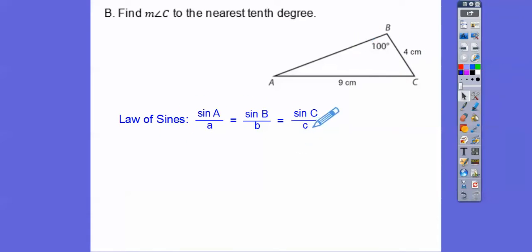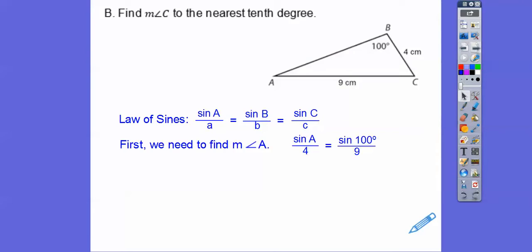Now since I don't know angle C or its opposite side, I need to find angle A first because I know its opposite side. So I'm going to use that ratio. Once I find angle A, then the triangle is 180, and I'll do the rest from there. So let's do that first. The sine of A over 4 equals the sine of 100 over 9.